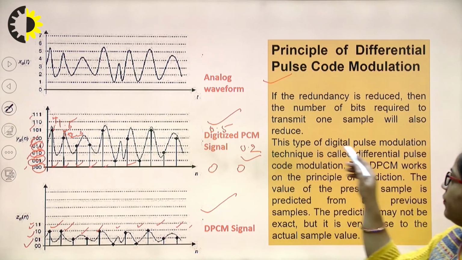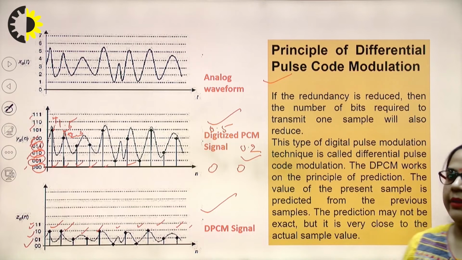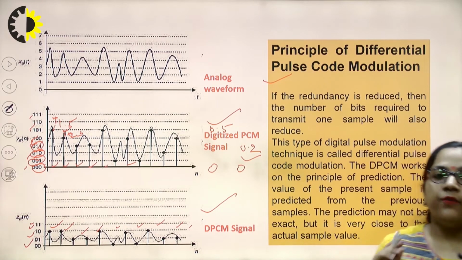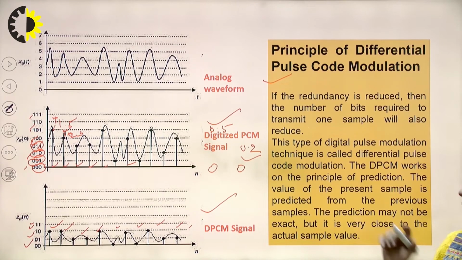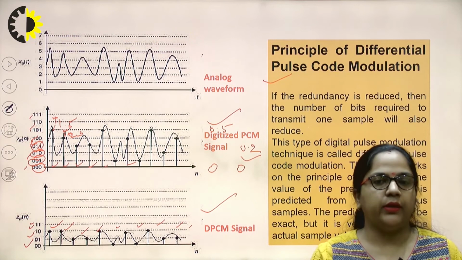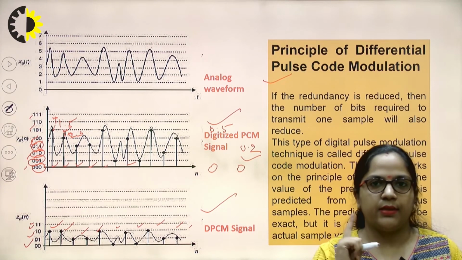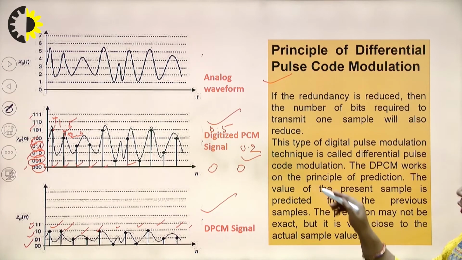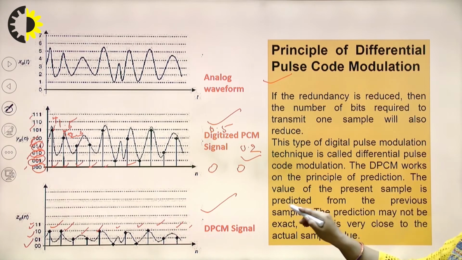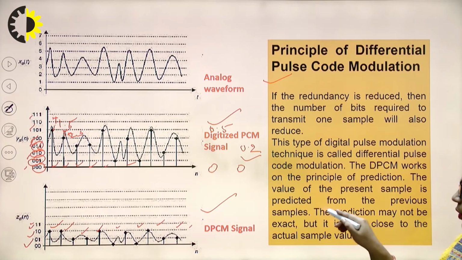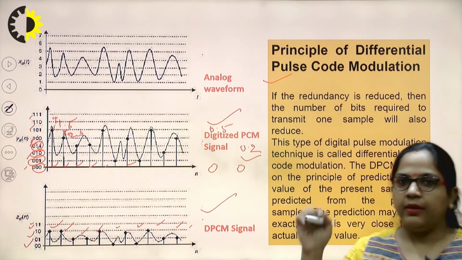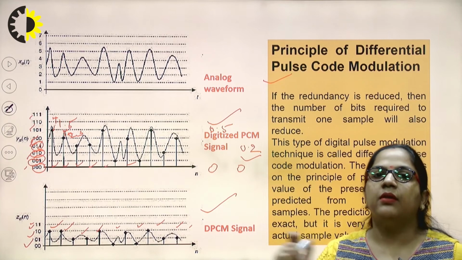So this type of digital pulse modulation technique is called differential pulse code modulation, where DPCM works on the principle of prediction. The important thing in case of DPCM is prediction. The value of the present sample is predicted from the previous sample by considering the high correlation between the samples.